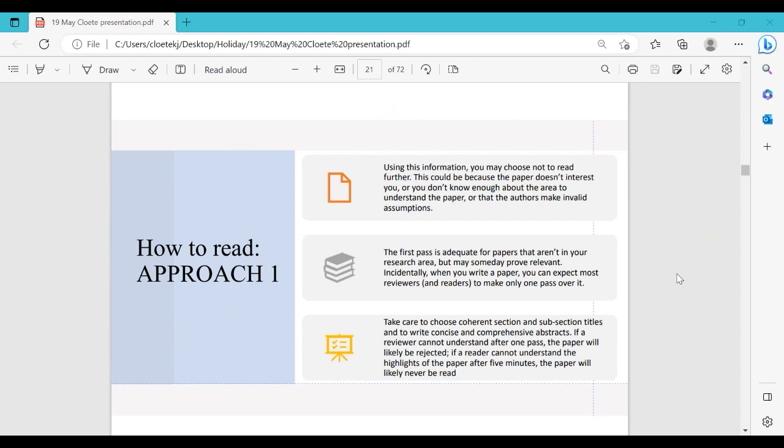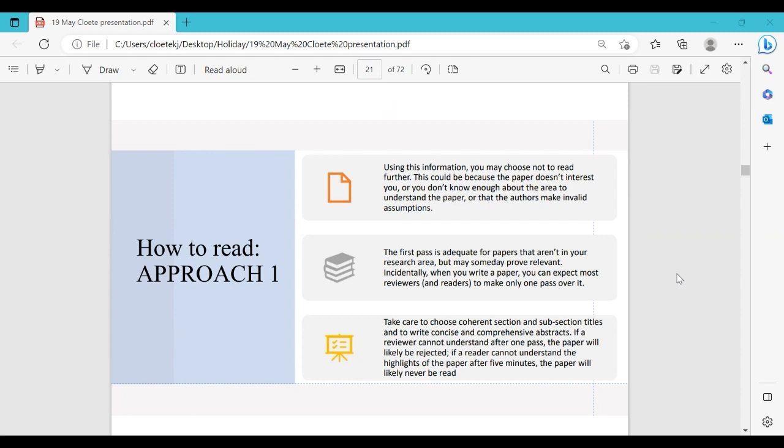Okay, take care to choose coherent sections and subsection titles. This can also advise you, for example, when you're reading a review, you can also get an idea of what types of titles or subheadings do people use to kind of group information together in a review. And then this can guide you on what type of headings you can use in your literature review, right?